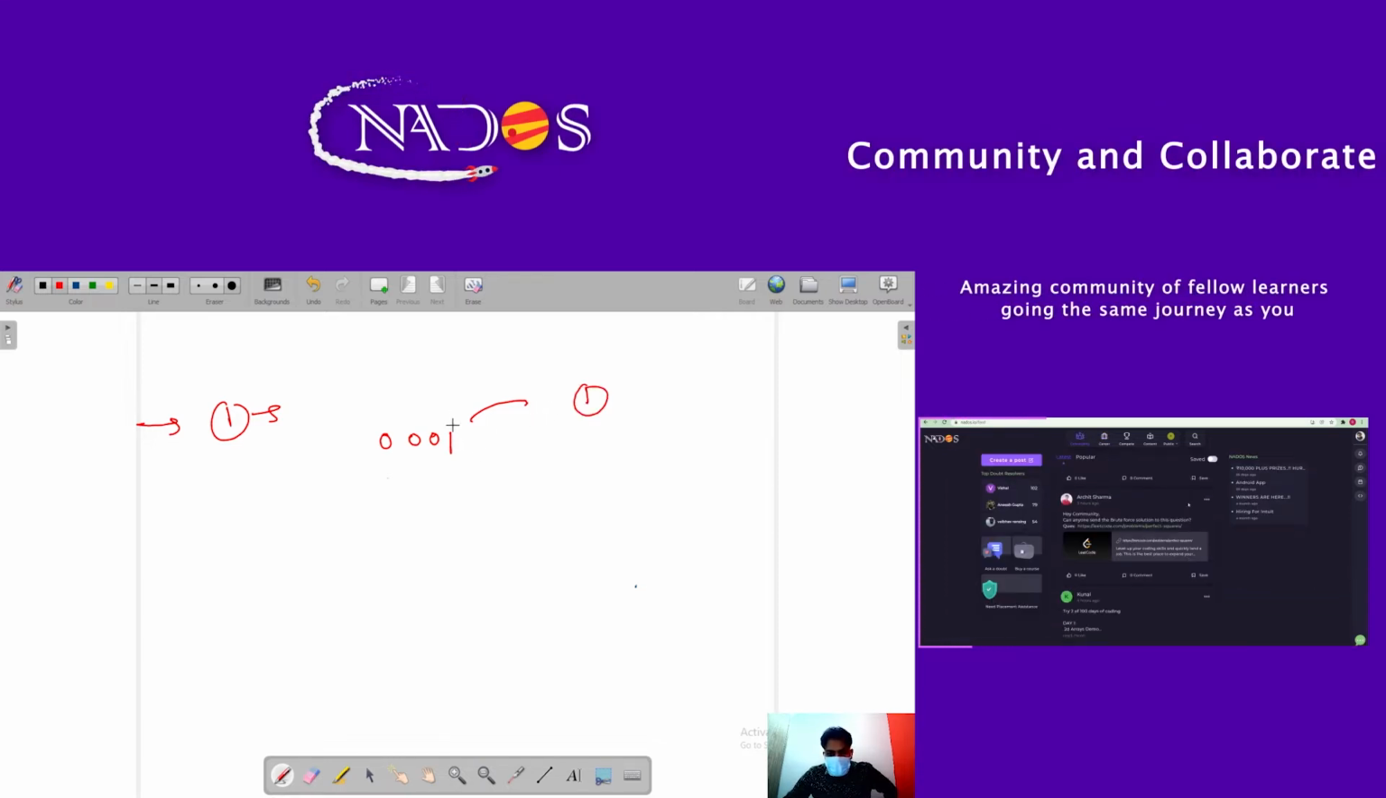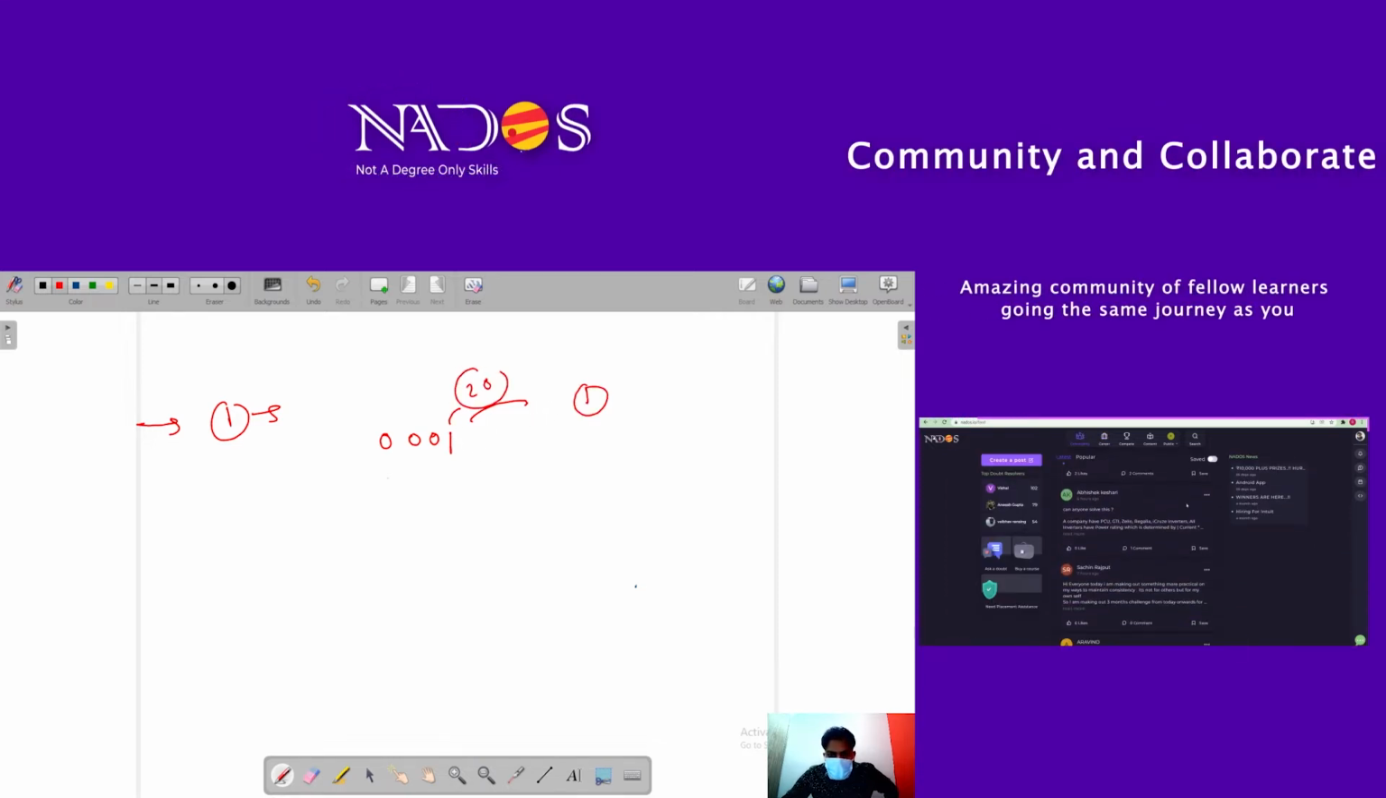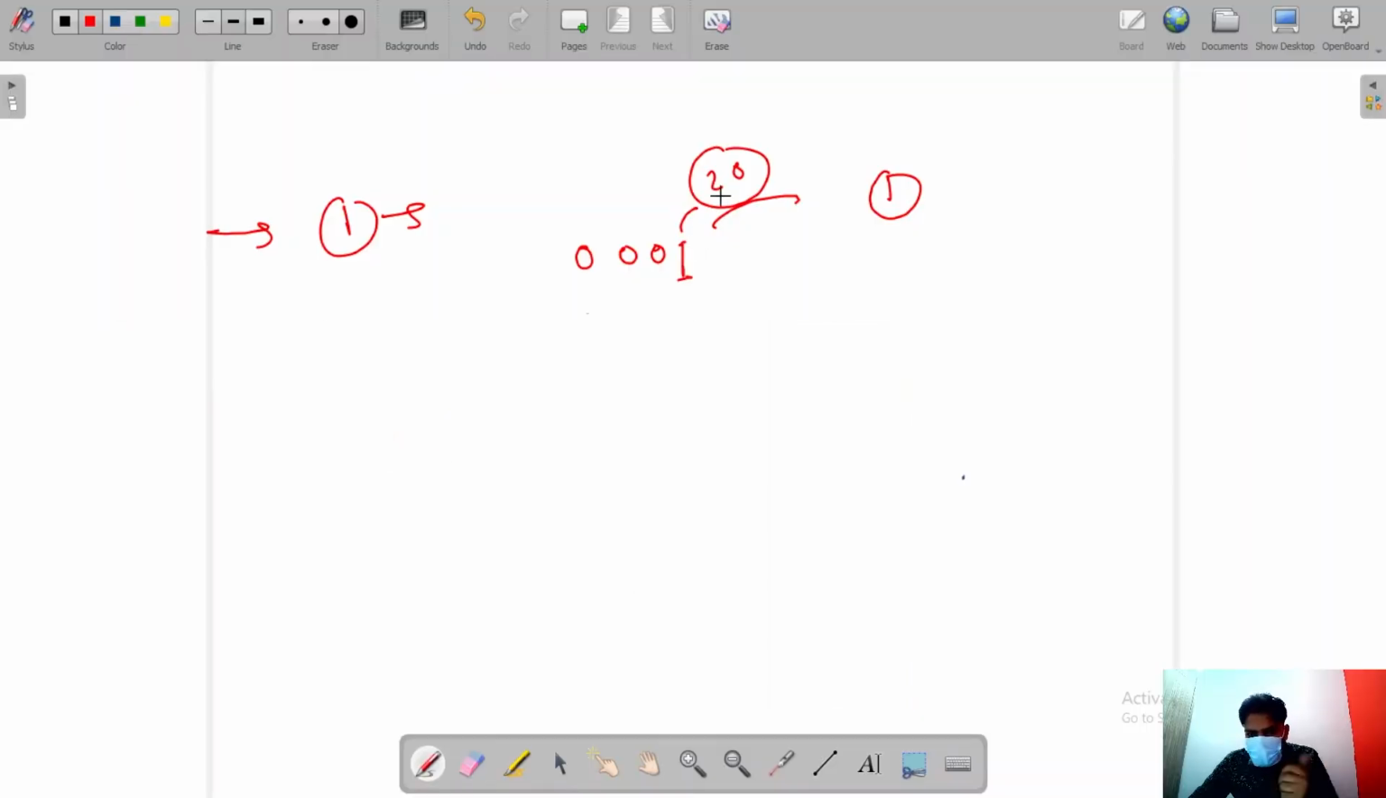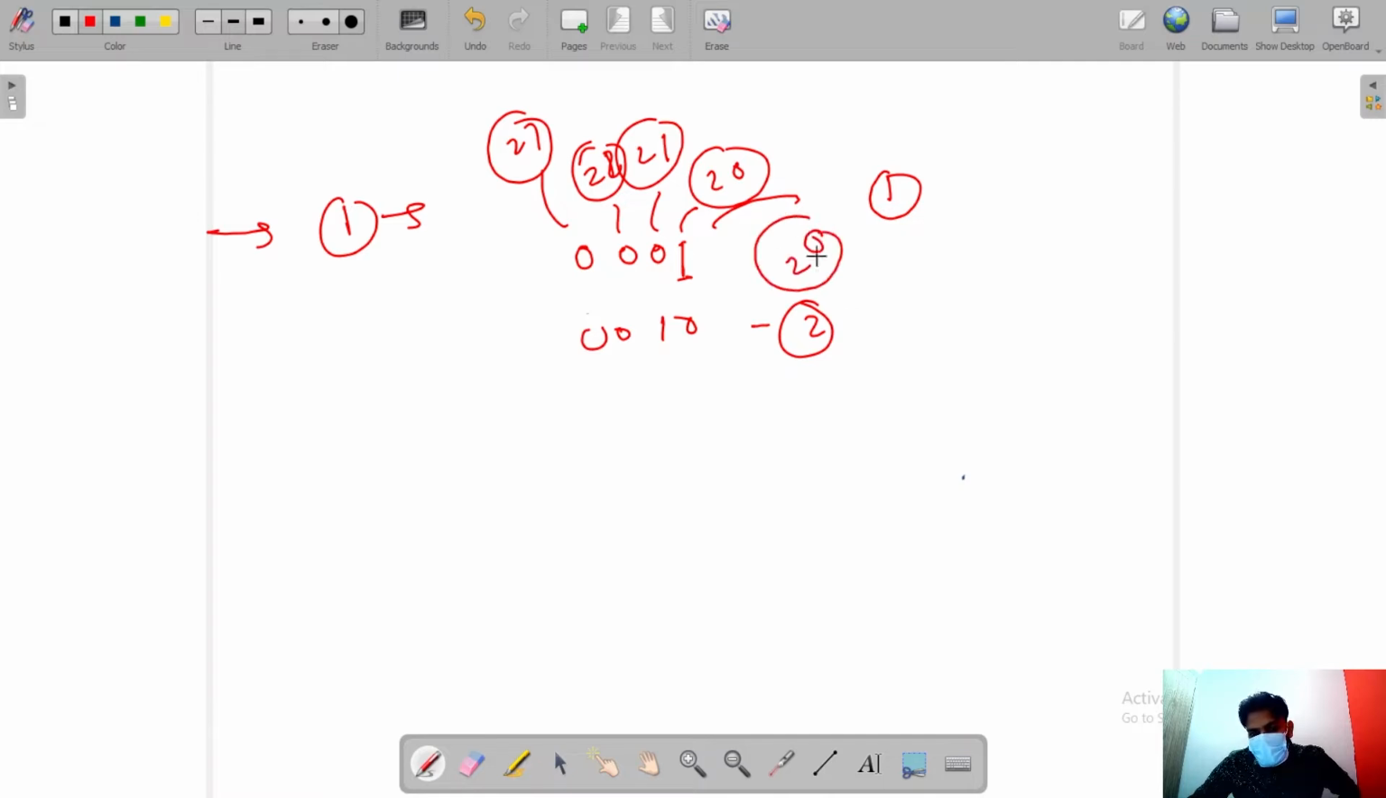How? This 1 is on at 2 to the power 0, the 0th position. And this next one is 2 to the power 1. This 2 to the power 1 represents the weight of this binary position. If the 1 is on at 2 to the power 1, it will say the value is 2. So this is 1 and this is 2.